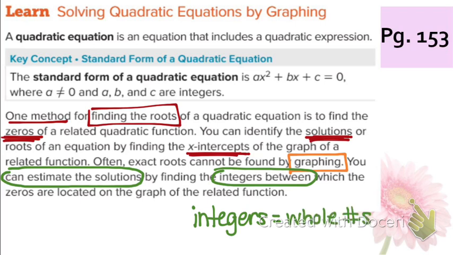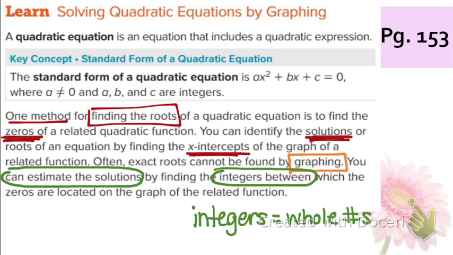So if it doesn't cross nicely, we're going to look at the graph and we're going to look at what two whole numbers it is in between, and we'll use that as our estimate. We're not actually going to try to guess what the decimal is. We're just going to say, well, it's in between 1 and 2, or it's in between 5 and 6. That's what we're going to use for our estimate.